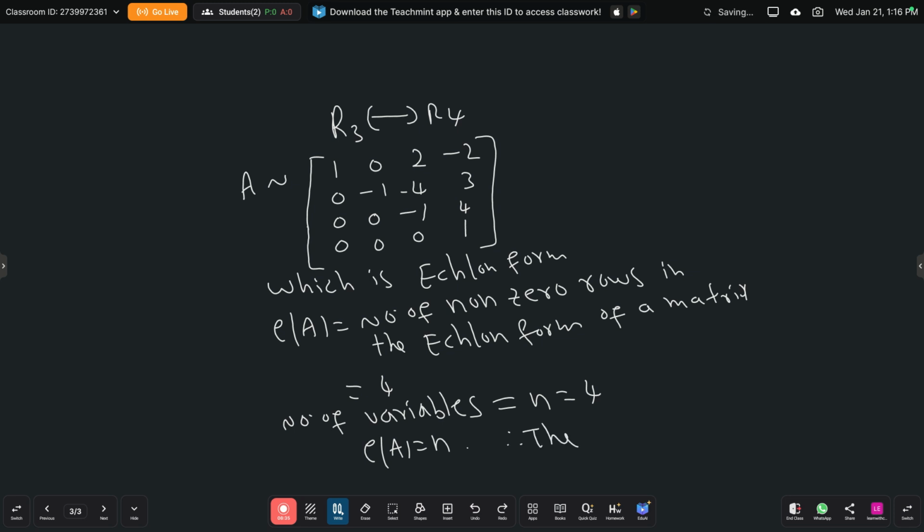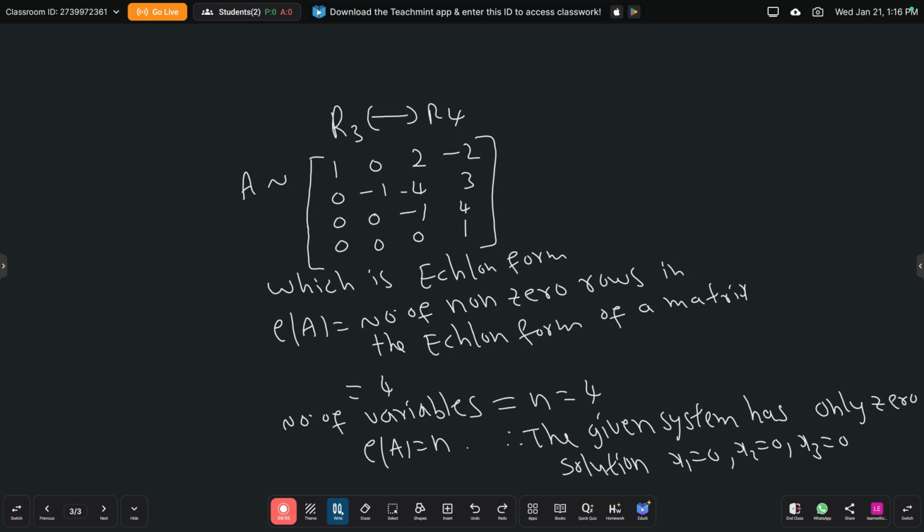Therefore the given system has only the zero solution. That means x1 equal to 0, x2 equal to 0, x3 is equal to 0, x4 is equal to 0. This is the only solution to the given system.